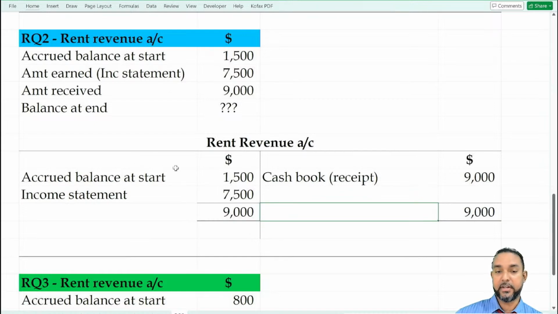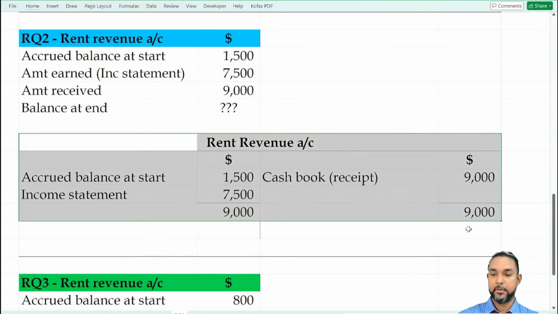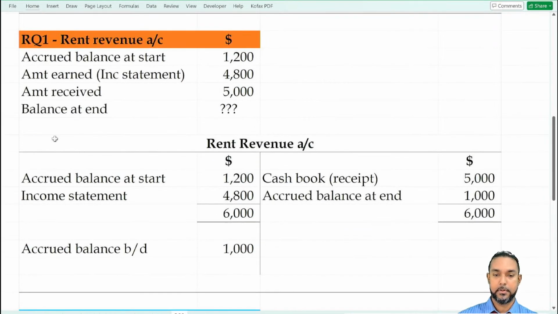All right, so for the second question, we started off with an accrual and ended up with no balance at the end. You okay with that? Yeah? All right. Kaylee, how about you? You cool with that one? All right, cool.